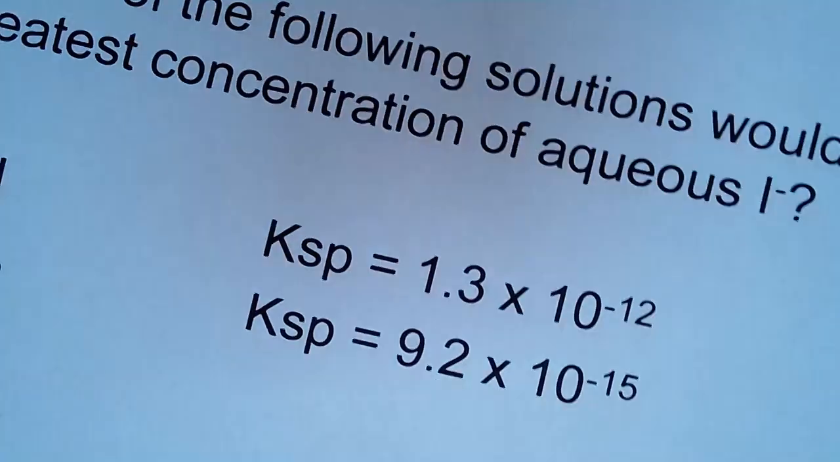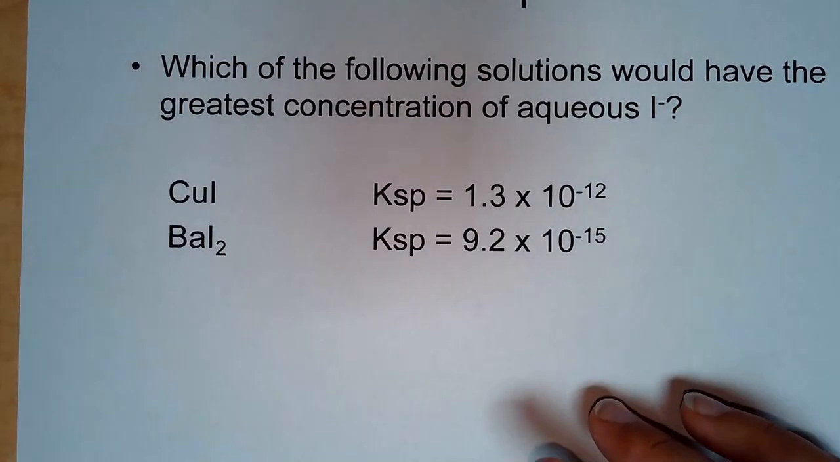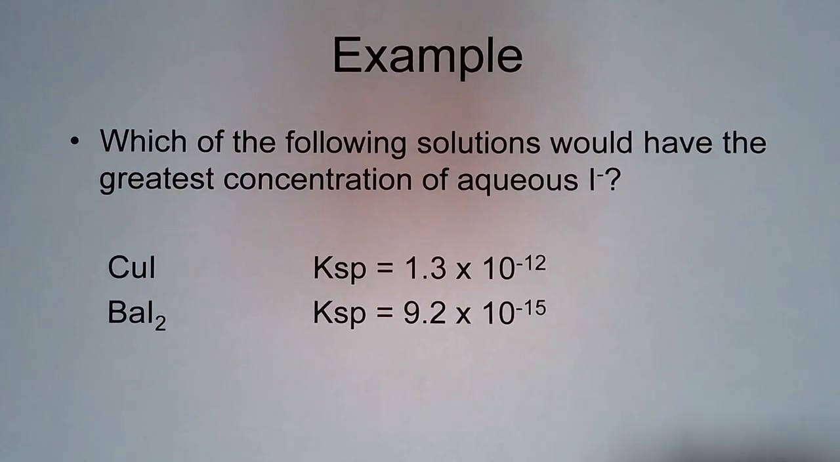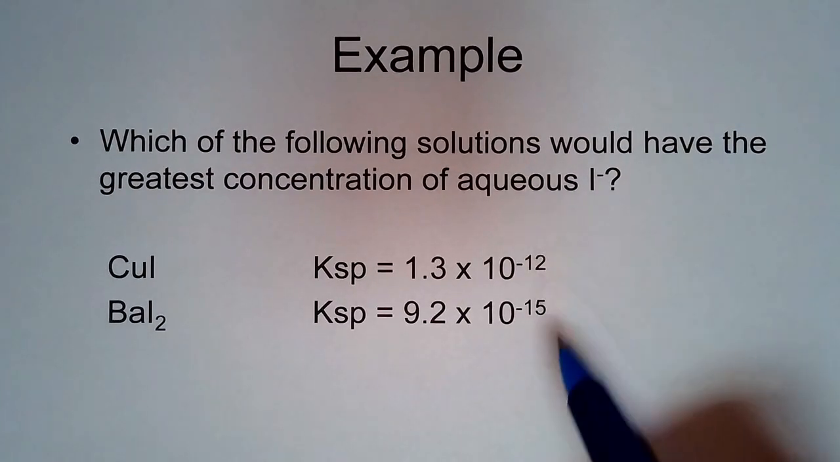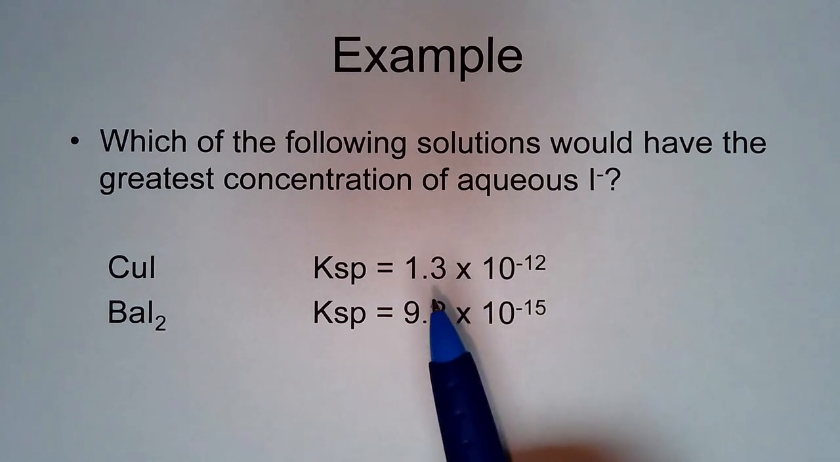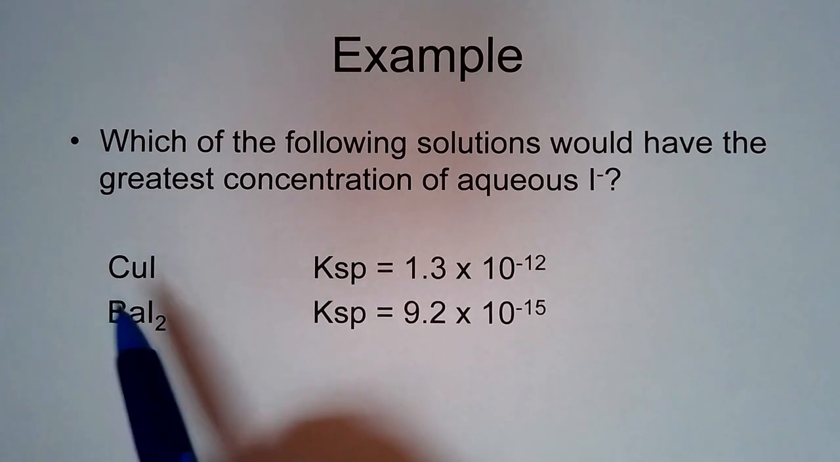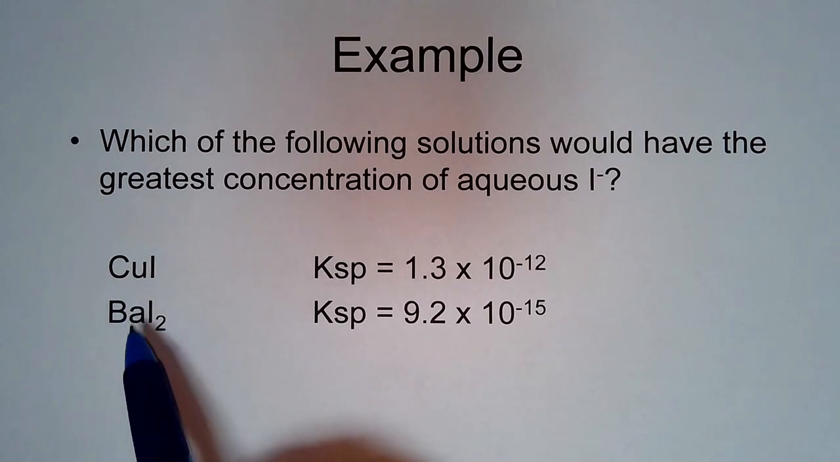Alright, so when we're looking at comparing the amount of concentration we get from different ions from two different solutions, we could be tempted to look at KSP. We know the larger the KSP, the more soluble something is. The smaller the KSP, the less soluble. But in terms of actually calculating the solubility, we also have to pay attention to how many ions it breaks into. So in this case, which of these two would give us the greatest I minus?